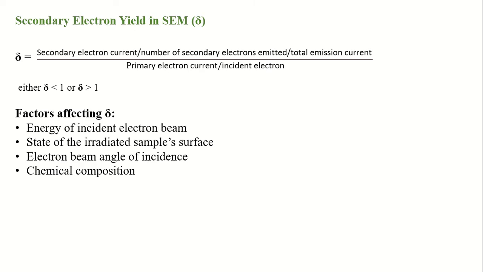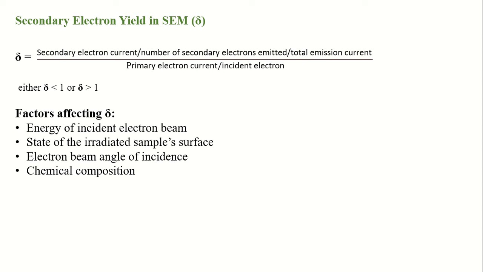So let's talk about the secondary electron yield in SEM, the delta. It is a ratio of the secondary electron current, or you can say the number of secondary electrons emitted, or maybe you can say the total emission current, divided by the primary electron current, or the incident electrons. Delta has a value either greater than 1 or less than 1.